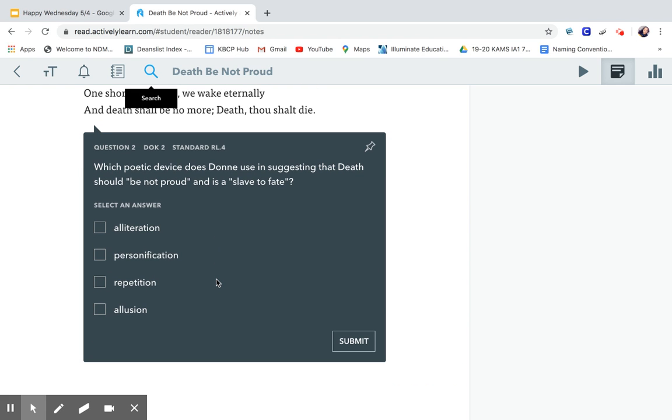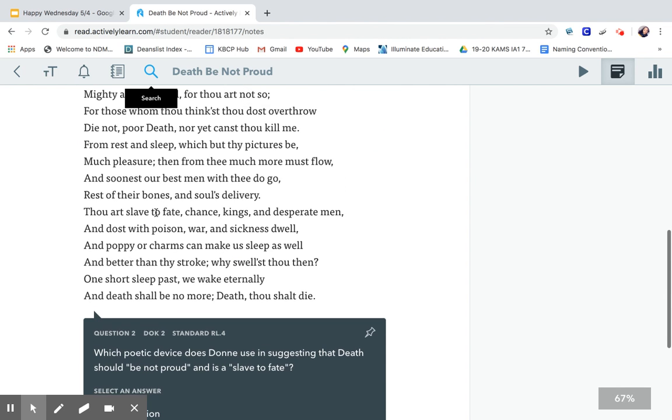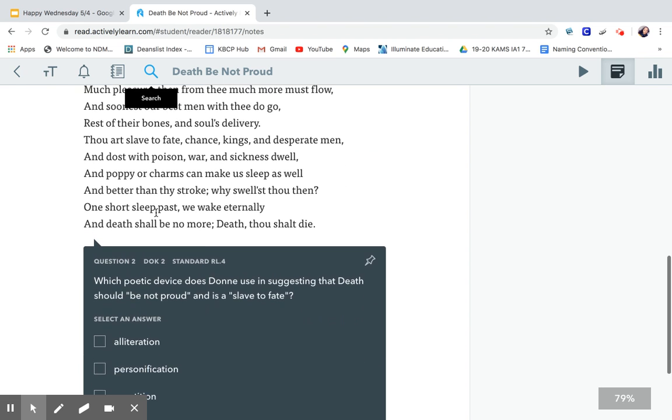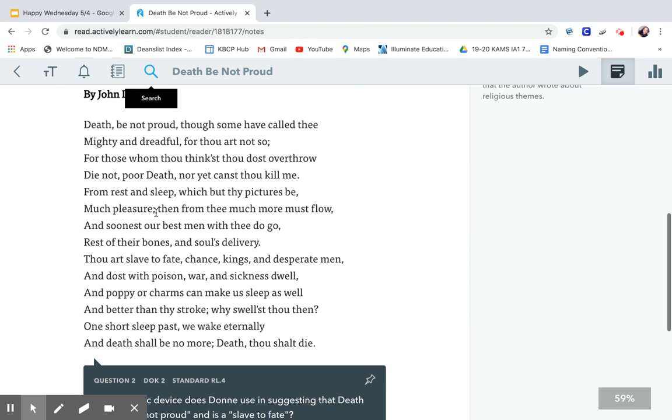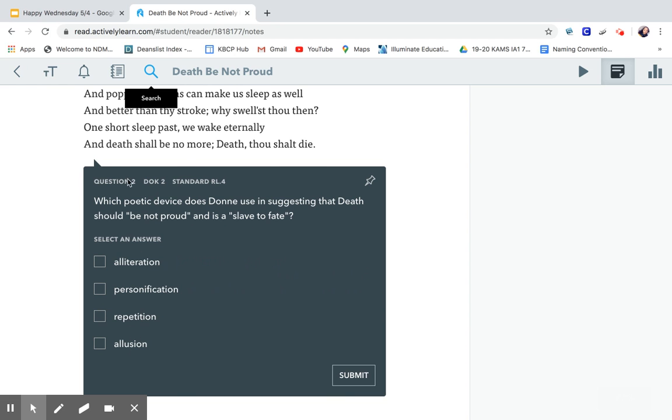So what poetic device does Donne use in suggesting that death should not be proud and is a slave of fate? So we have alliteration. We already talked about what that means. It can't be alliteration, because alliteration is the same letter or sound at the beginning of closely connected words, and that's not what's going on in this poem, right? Personification, what would be giving human qualities? I just want you to look at that. So I want you to go and look at these four words and what they mean.